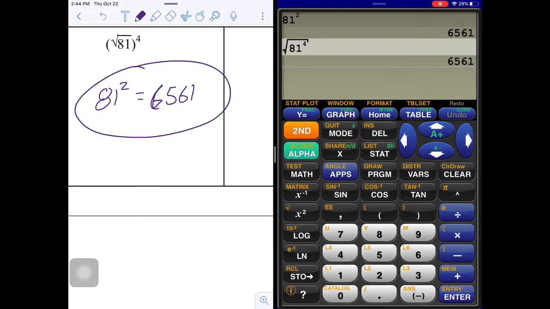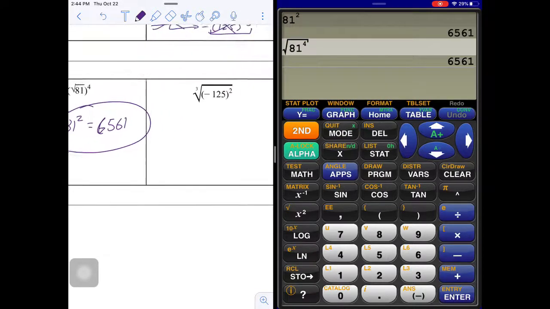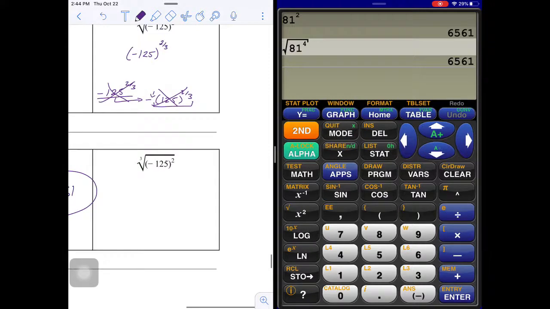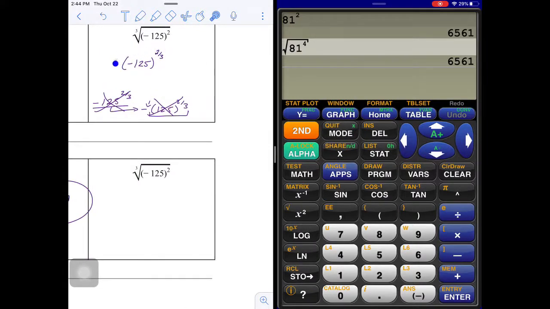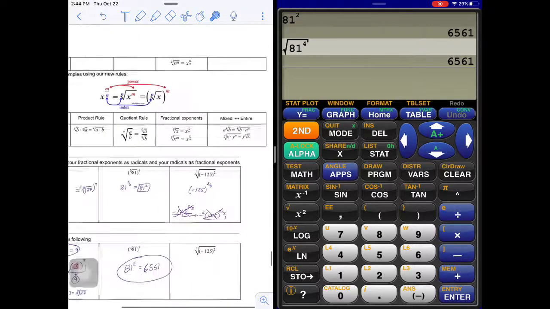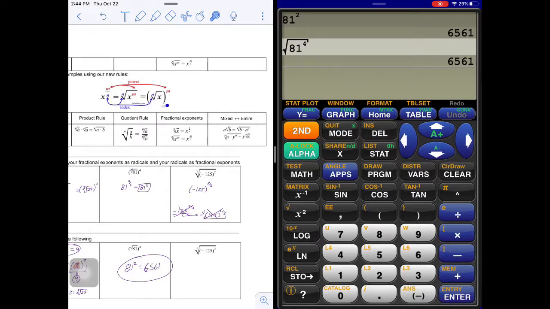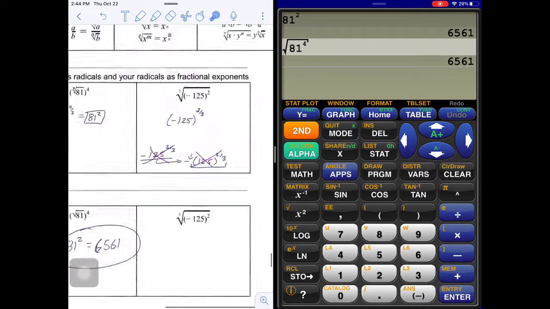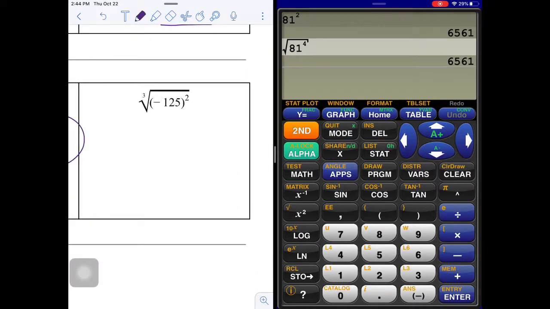6,561. There you go, there's your answer. And over here, is putting it in terms of fractional exponents very useful to us? Not really. But understanding this section of our exponent and radicals definitely will help us solve this. Because here, I can represent the cube root of negative 125 squared as the cube root of negative 125, and then I can square that thing.